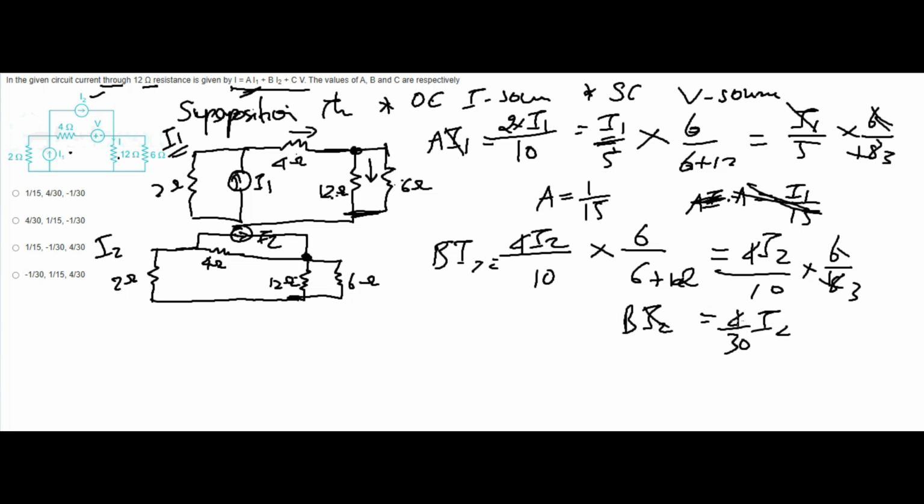B is equal to I2 divided by I2. I2 can cancel. So B is equal to 4 divided by 30. So I can make a box, and here also I can make a small box. The next one you have to consider is the B.